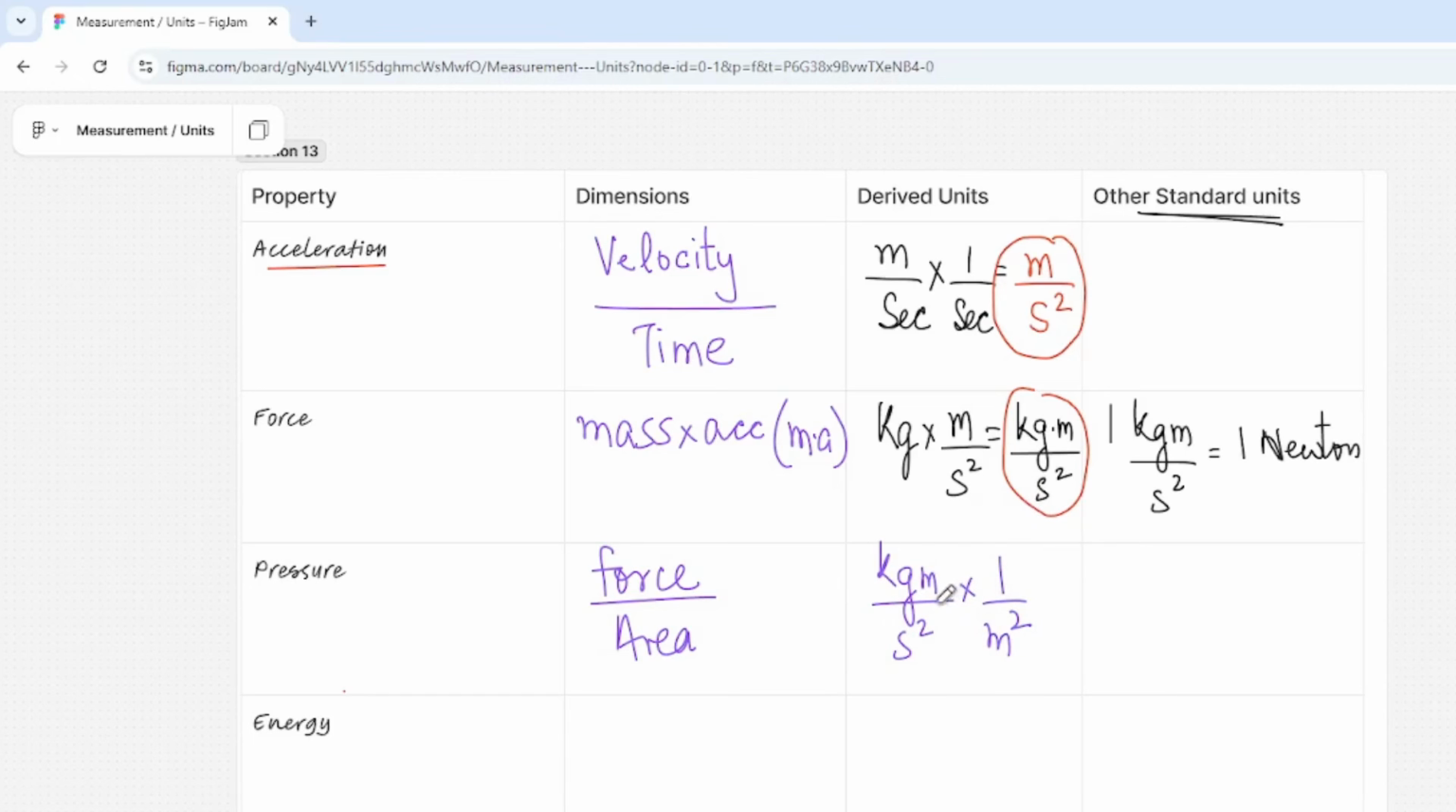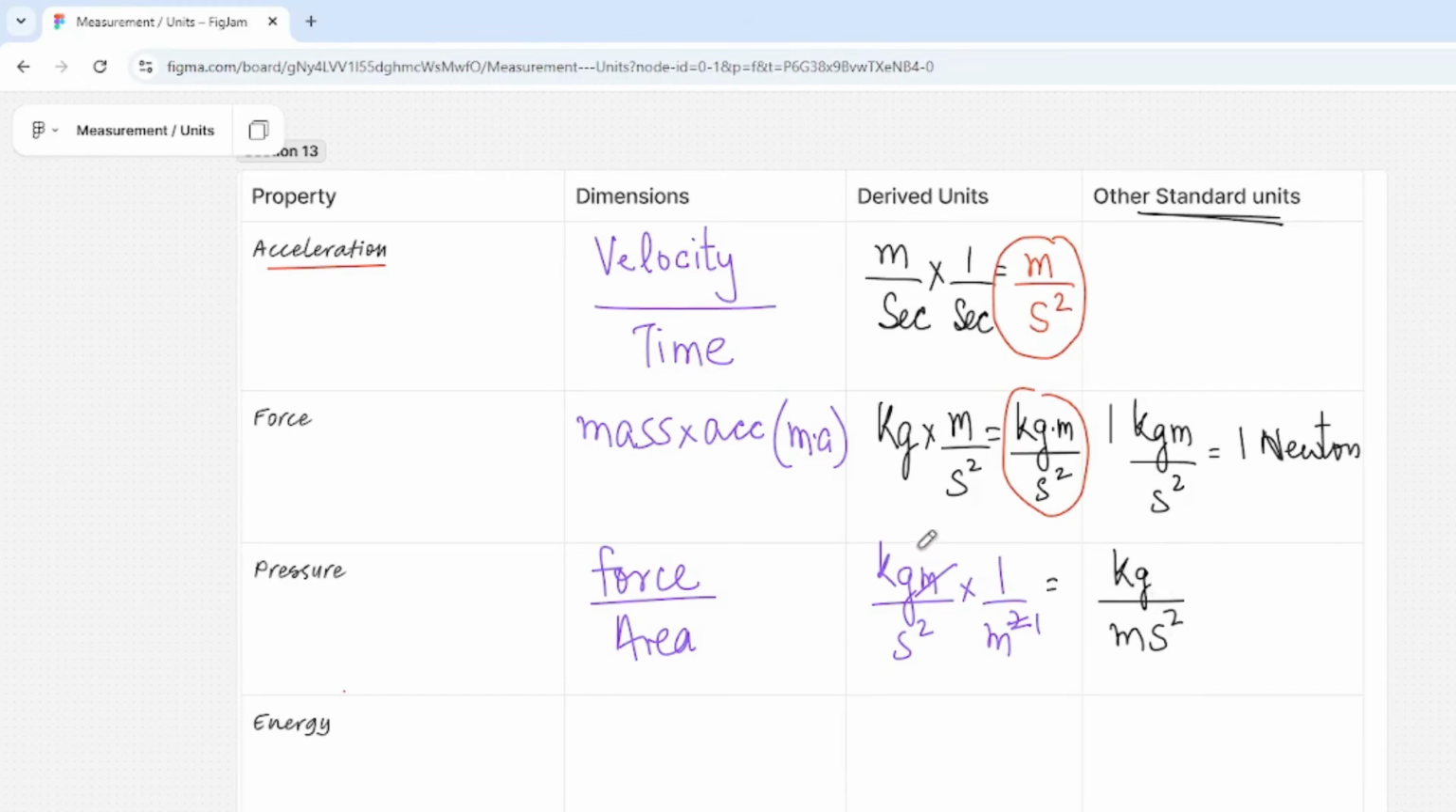So if we simplify it, 1 meter, and this is meter into meter, so 1 meter, they get cancelled. We get a derived unit known as kg divided by meter second square, or in terms of Newton also you can write. Newton is 1 kg meter per second square.